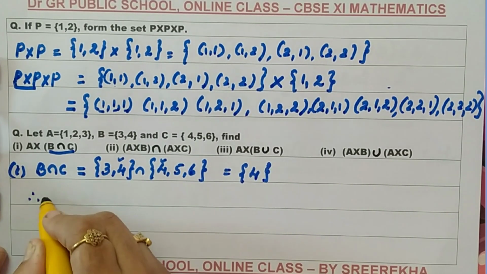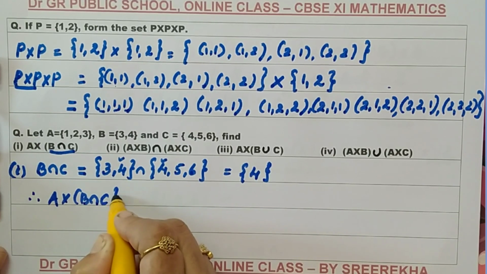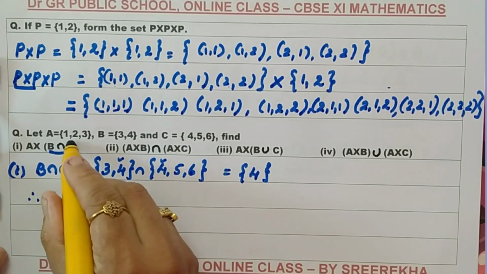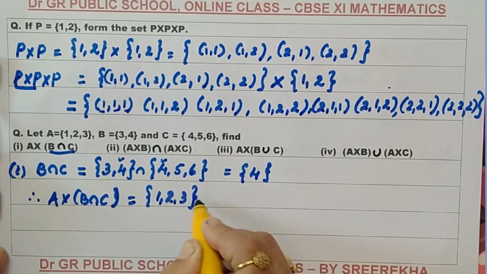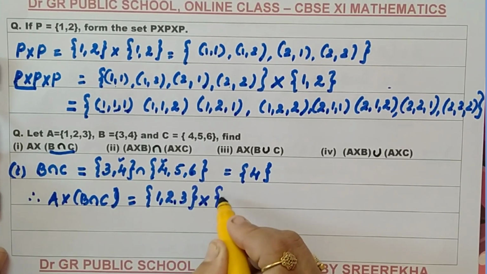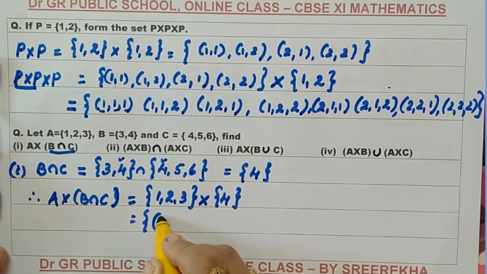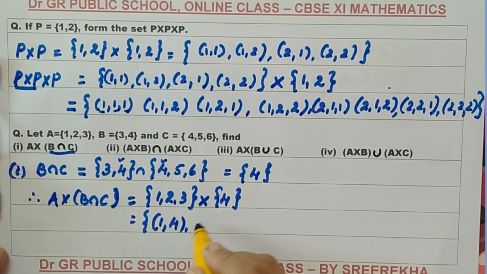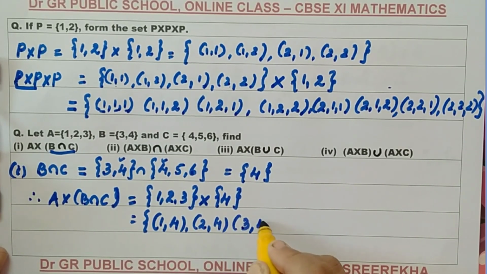Now I am going to find A cross (B intersection C). What is A? A is the set {1, 2, 3}. That you need to cross with the set {4}. You know how to cross it. Take the first element from the first set with the 4: (1, 4), then (2, 4) and (3, 4).